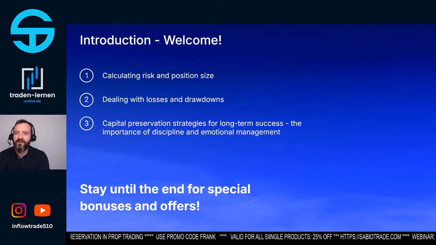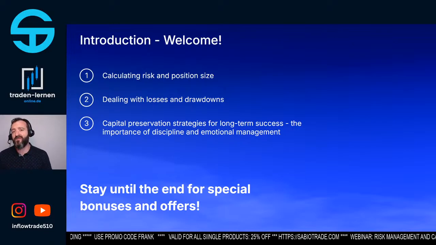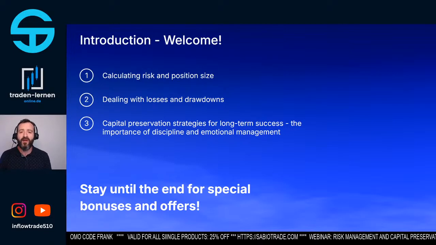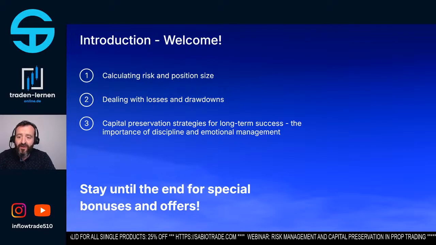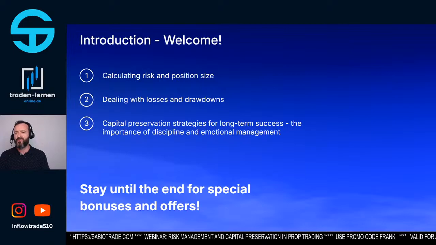Let's look at the agenda. We are talking today mainly about calculating risk and position size. I try to get through the webinar presentation relatively quickly because we would like to take action today and do the trading as well. The second point we're talking about is how you deal with losses and drawdowns, how to use capital preservation strategies for long-term success, and how important it is that you are disciplined and have your emotions under control. Emotional control is a pretty tough topic.